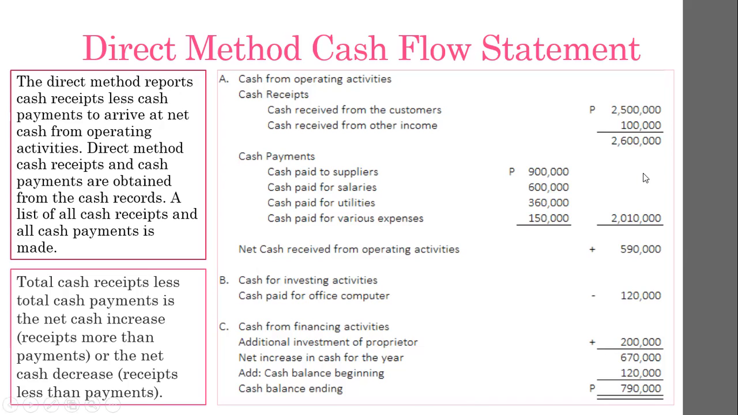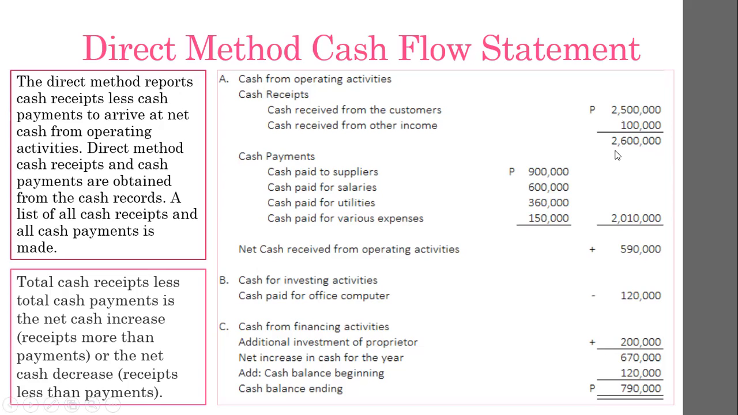Okay? So, based dun sa illustration natin, ang direct method cash flow is total cash receipts. Under cash receipts, nandiyan yung cash received from the customers and cash received from other income. Ito ang total natin: 2,500,000 plus 100,000, so automatic, 2,600,000. Ito po yung total cash receipts.